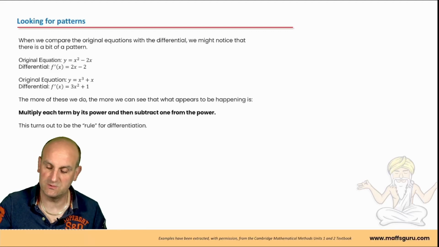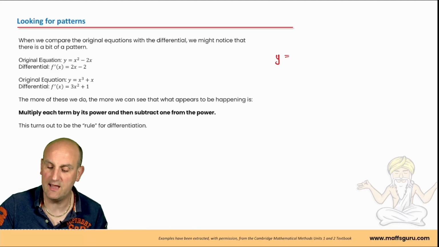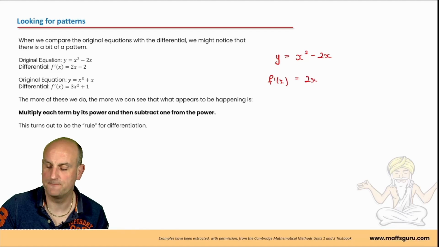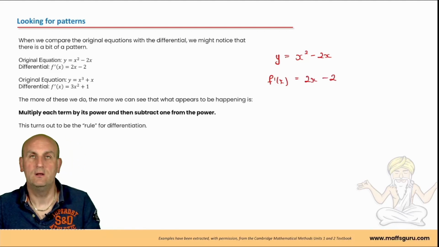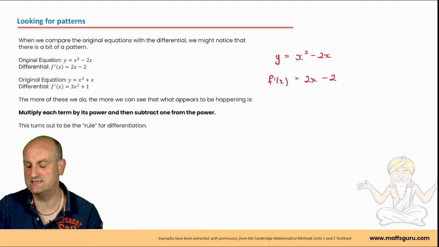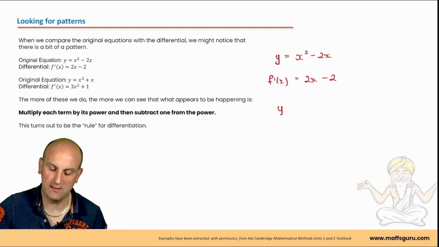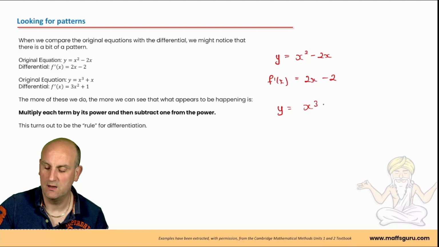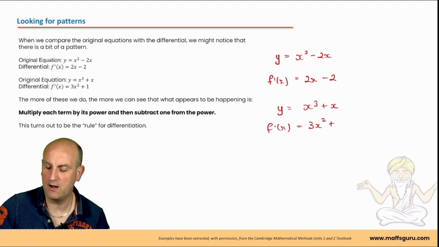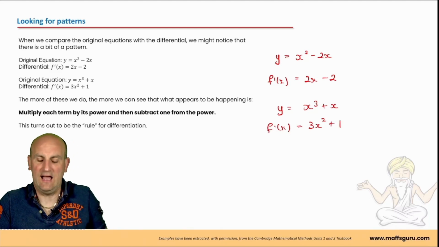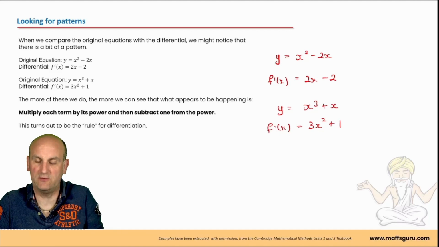But what we noticed was, in previous videos, when I had y equal to x squared minus 2x, then the differential f dashed of x became equal to 2x minus 2. Now, obviously, there's got to be some sort of pattern to how this is happening. Likewise, when we had y equal to x cubed plus x, my f dashed of x became equal to 3x squared plus 1. Now, how is this happening? Is there a shortcut to be able to do this?